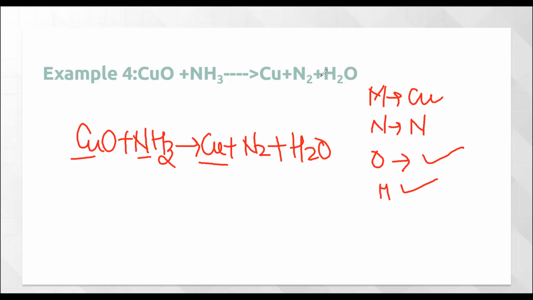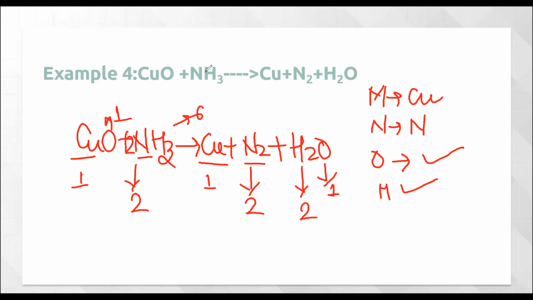Now copper 1 balanced. Move to nitrogen, nitrogen 1, nitrogen 2. It is not balanced. So in order to balance it, we'll be writing 2 here. Now the number of nitrogen atoms has become 2 and here also the number of nitrogen atoms is 2. Again move to step 1, copper 1 balanced, nitrogen 2 balanced. Now coming to step 3, that is oxygen. Oxygen on the reactant side is 1 and on the product side it is also 1. So oxygen is balanced.